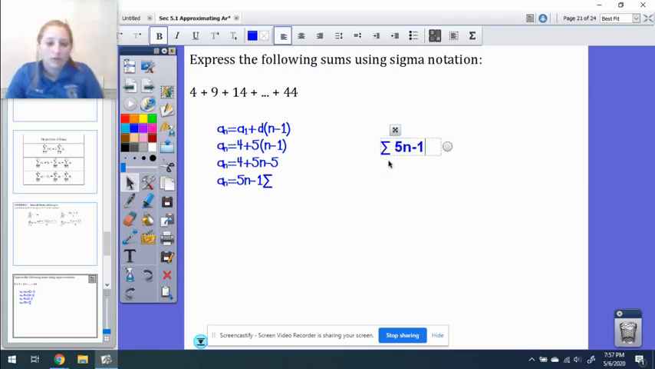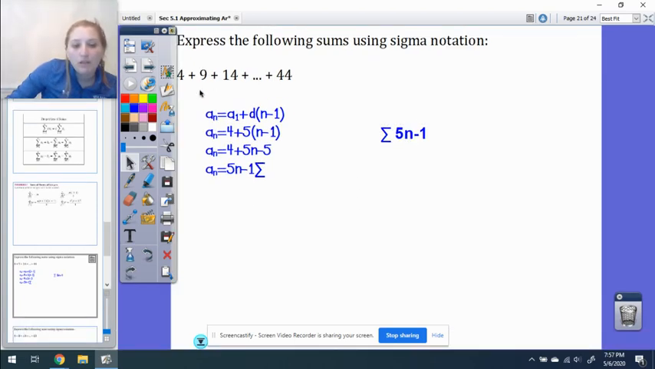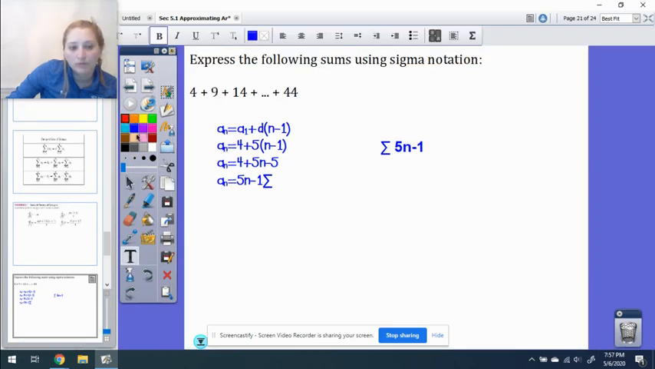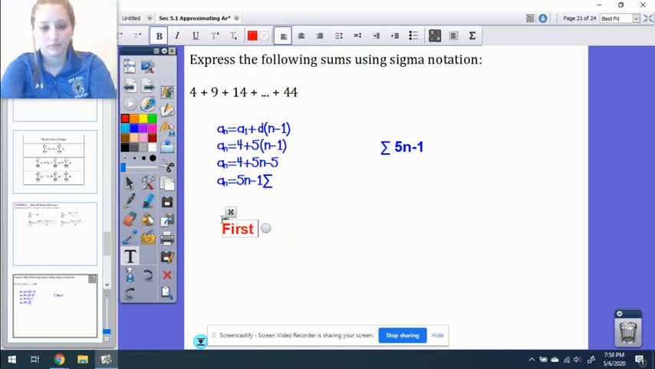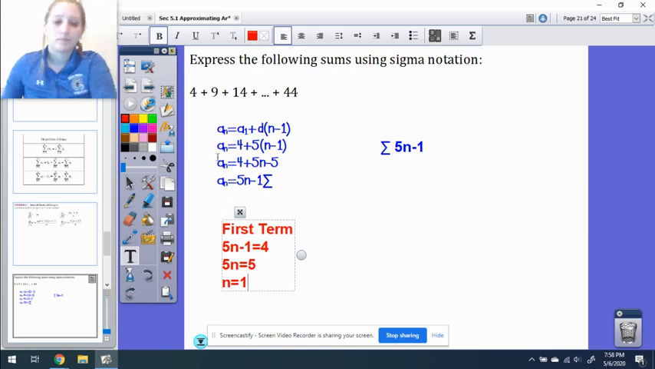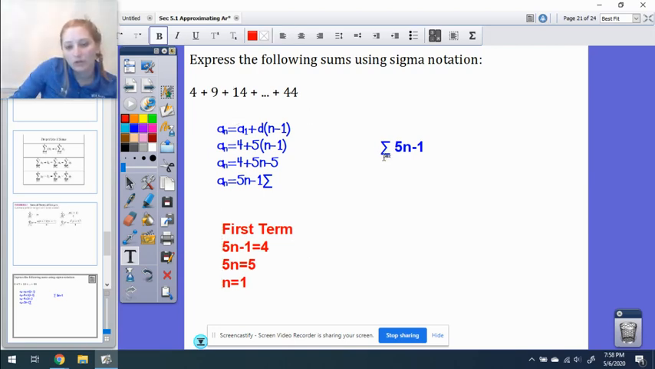Okay, so now we need to figure out what the first term is and what the ending term is. So in this case, what you're going to do is set this equation equal to 4 to find the first term. So you're going to say 5n minus 1 equals 4. So we're going to get 5n equals 5. So we're starting with 1. And 1 goes here.